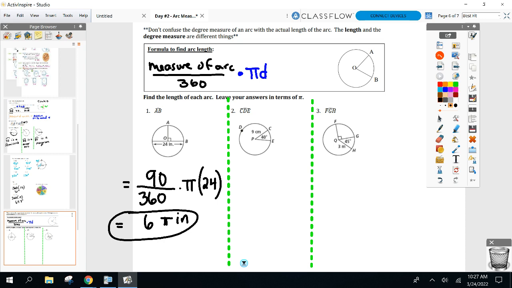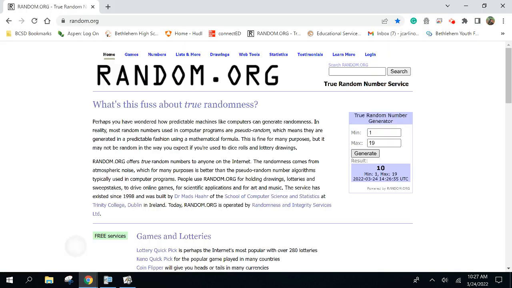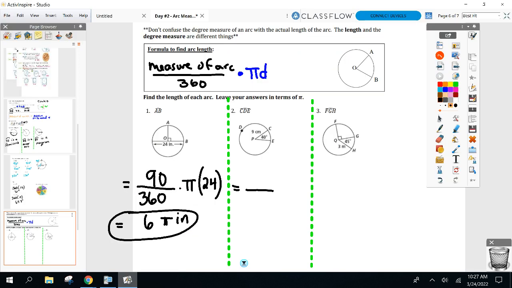Anything you want to ask before it starts getting a little difficult? All right, number 2, follow the order of the letters. C, D, E. That's the arc I want to find how long is. C to D to E. Be careful here when you answer my question. What is the measure of that arc? CDE. What is the measure of CDE? 320. Thank you.